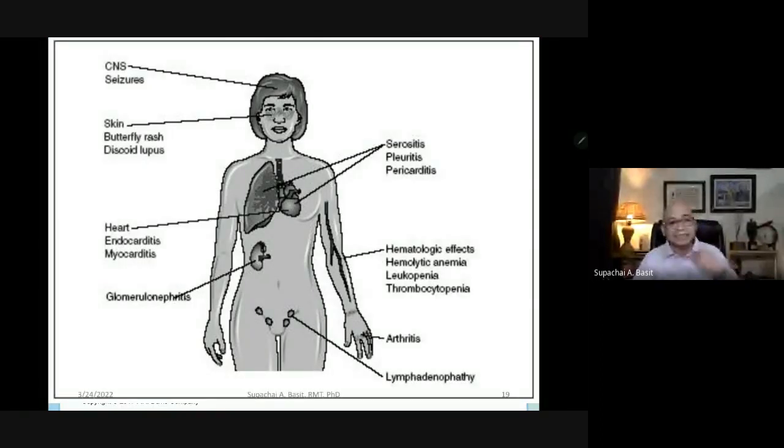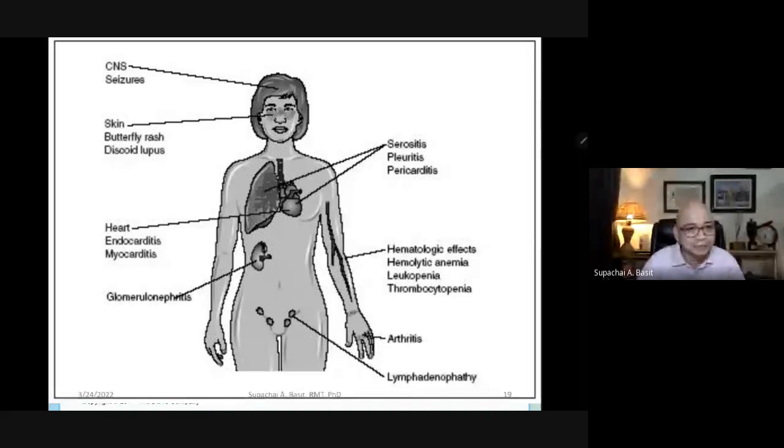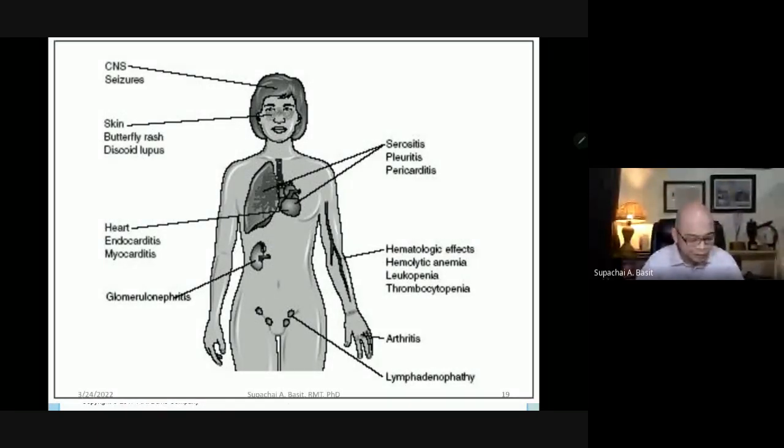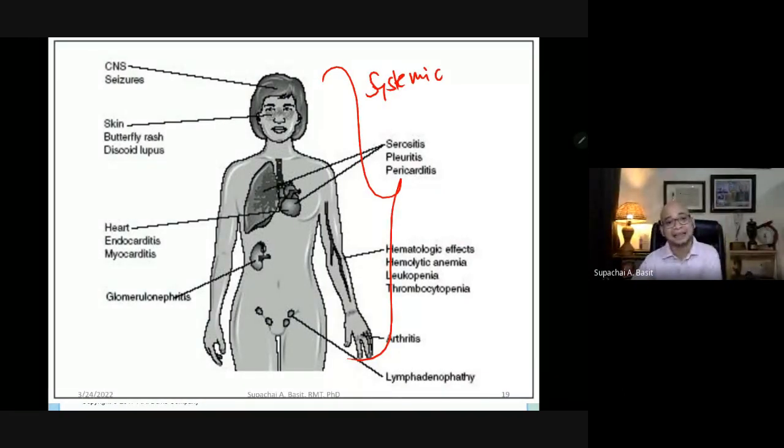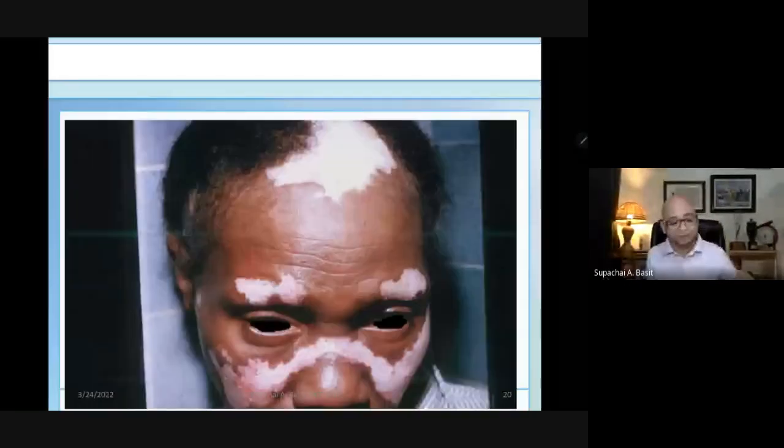Okay, so in the CNS, there's a possibility of seizures. In the skin, there would be a butterfly rash. In the heart, there could be endocarditis and myocarditis. In the kidneys, there could be glomerulonephritis. And in the lungs, there could be pericarditis and pleuritis. There could be hematologic effects: hemolytic anemia, leukopenia, thrombocytopenia, arthritis or Raynaud's phenomenon, and even lymphadenopathy. So see, SLE is considered to be systemic because of its multi-organ involvement.